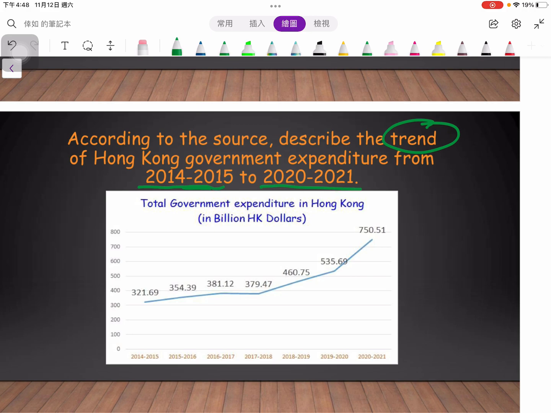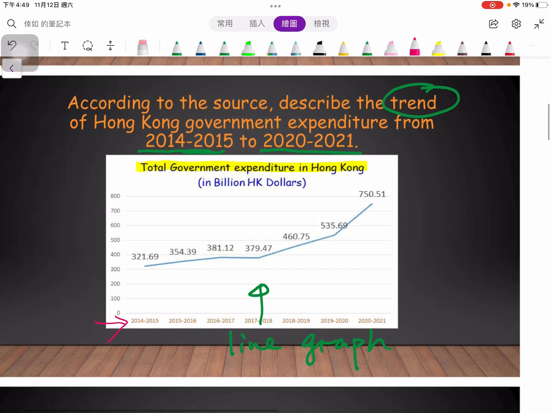Okay, so when you look at the graph, first of all, it is a line graph. When you look at the graph, you have to pay attention to two things. The first thing, you have to look at the title of the graph. In this source, the graph is talking about the total government expenditure in Hong Kong. The second thing you have to pay attention to is the years. So when you find the graph in the database question, please pay attention to these two things.